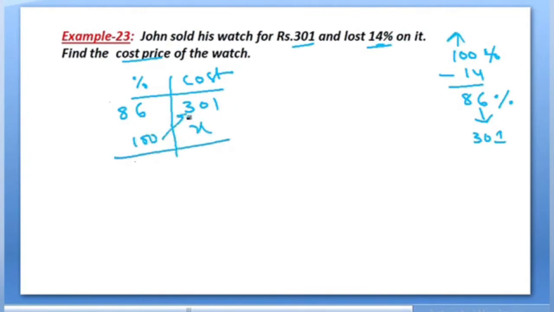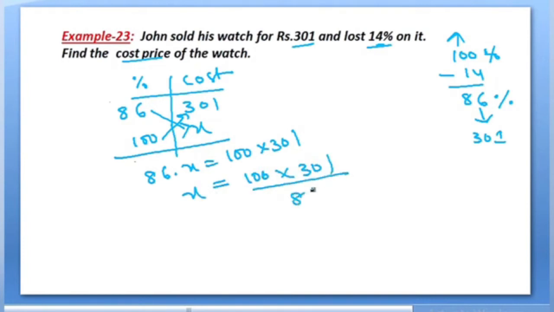Now take the cross product to get the answer. So 86 into x is equal to 100 into 301 rupees. Then x is equal to 100 into 301 by 86. Simplifying, 2 times 43 is 86 and 43 times 7 is 301. Then x is equal to 50 into 7, which is 350 rupees. So the cost price of the watch is 350.